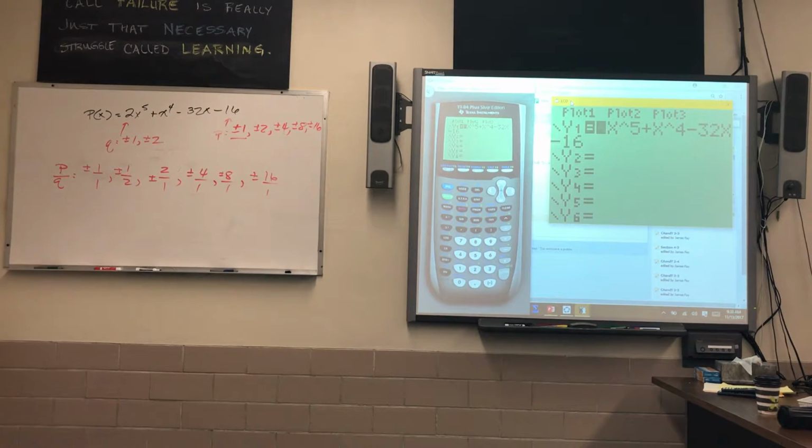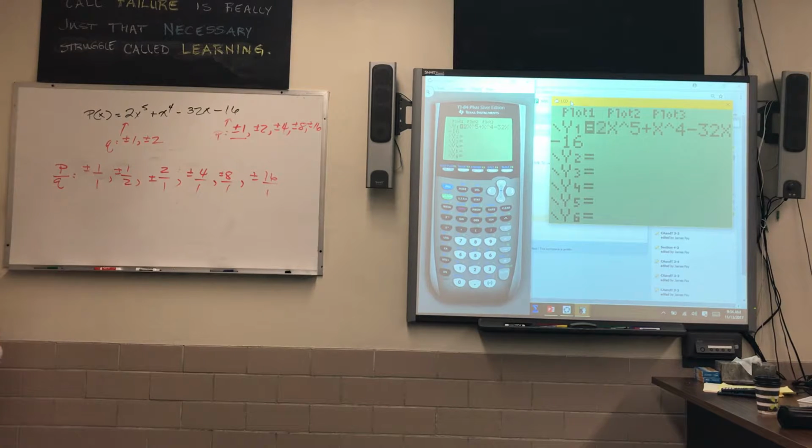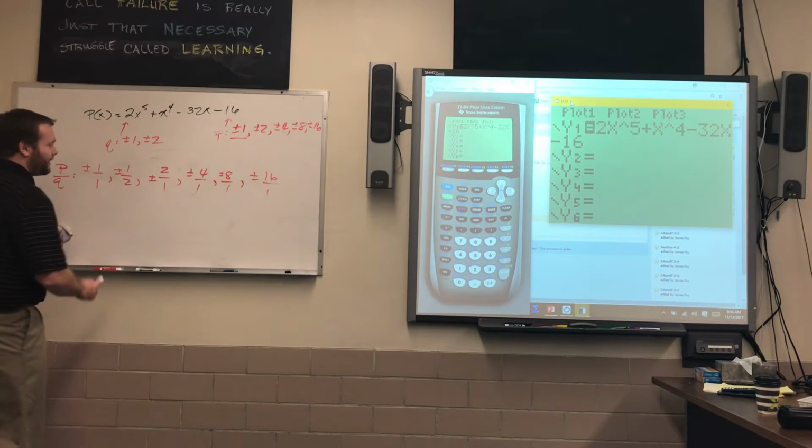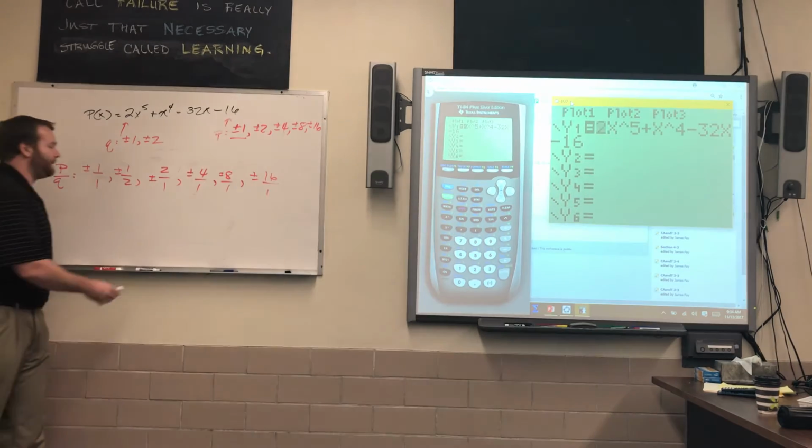All right? I don't know how WebAssign kind of gauges your answers. If you had, like in this situation, a plus or minus 1 and plus or minus 2 over 2 in your solution box, I don't know if it would count that right or wrong. Okay, I think the safest thing is to eliminate repeat values. Okay, so those are possible values of P over Q.